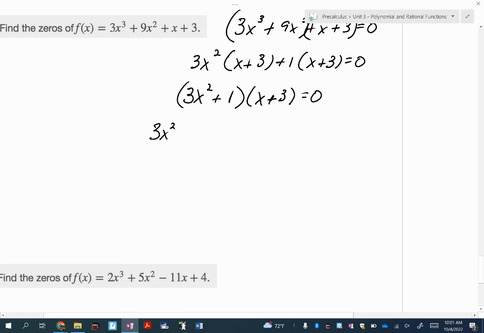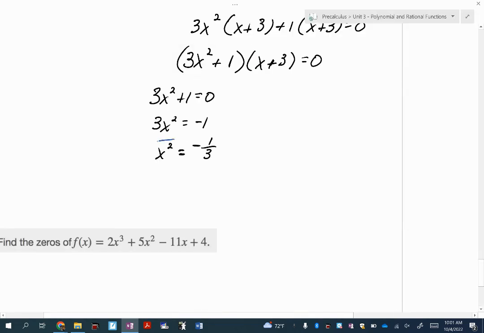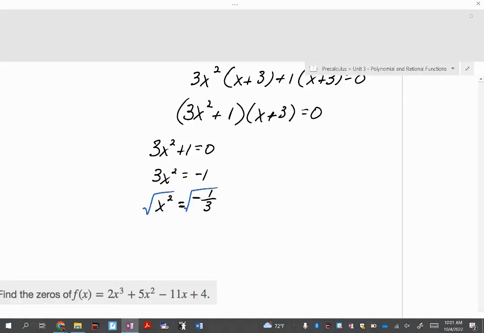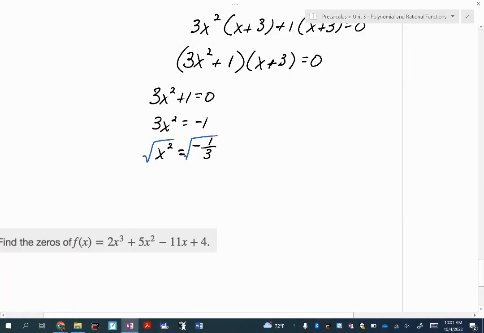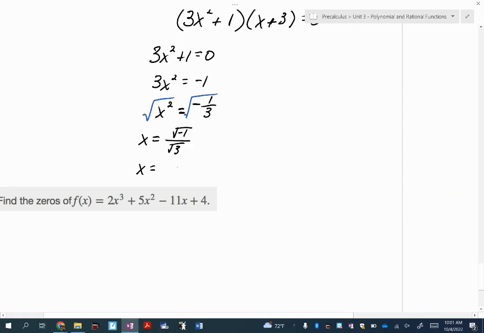So I'm going to set it equal to 0. Move that 1 over. And then divide by 3. And what I notice is to get this to be just x, I'm going to have to take the square root of both sides. And that's going to leave me with a square root of a negative. So these 2 solutions are going to be complex or imaginary. They're going to have the letter i. So this is the square root of -1 over the square root of 3, which is equal to i over the square root of 3.